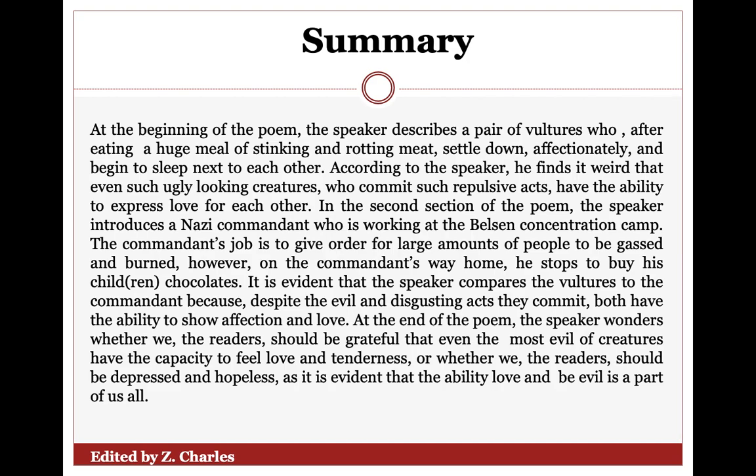In the second section of the poem, the speaker introduces a Nazi commandant, right? Sorry, I think there's a mistake. It's supposed to be a commandant who is working at the Belsen concentration camp. The commandant's job is to give orders for large amounts of people to be gassed and burnt. However, on the commandant's way home, he stops to buy his children or child chocolates. It is evident that the speaker compares the vultures to the commandant because, despite the evil and disgusting acts they commit, both have the ability to show affection and love.